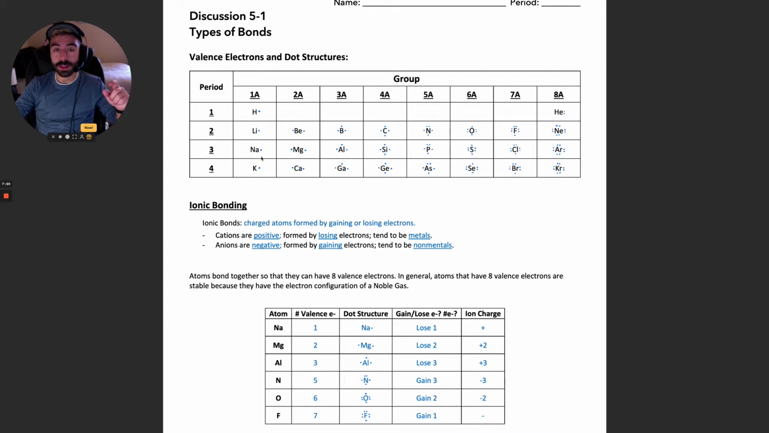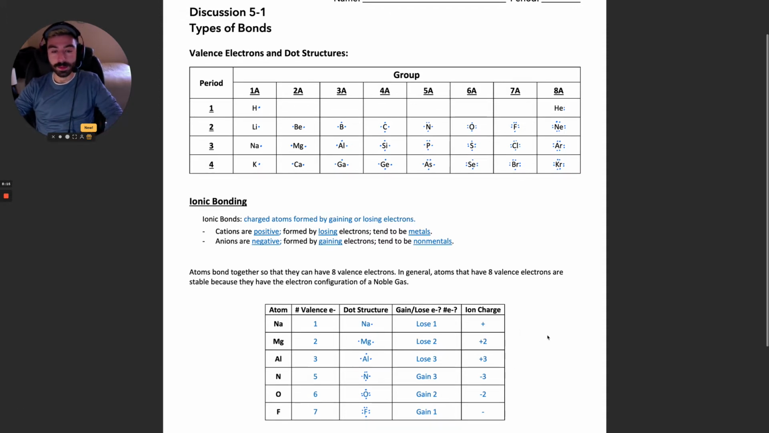And so it's much easier for it, right? There's fewer steps to just lose 1 than gaining 7. It's the shortest pathway. So sodium is going to lose 1 electron and then have a charge of plus 1 because there's now 1 more proton than there is electrons. And when it's a plus or minus 1, we don't write the 1, we just leave it as plus or minus.